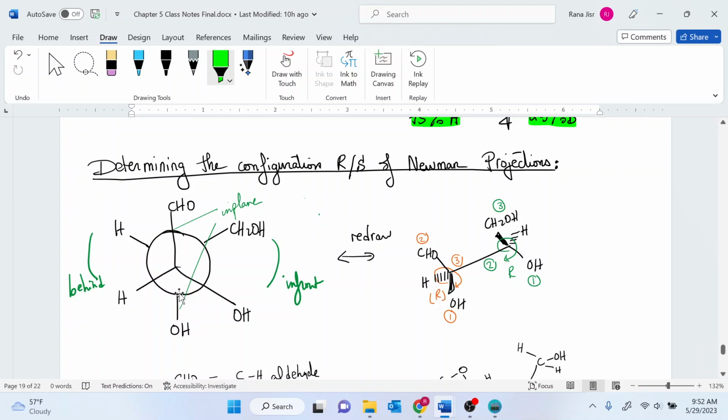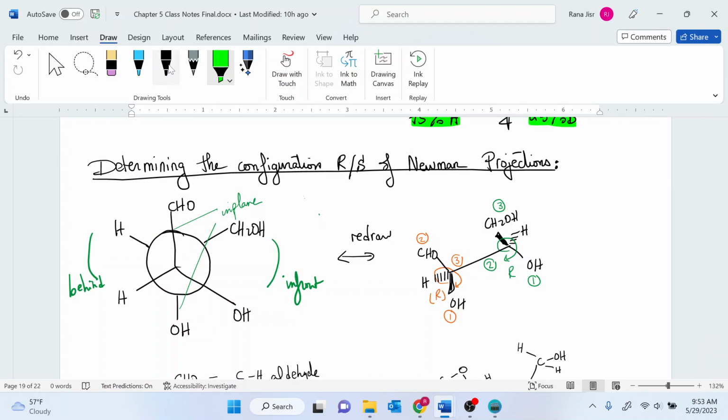If you have a Newman projection that has chiral centers and you're asked to find the configuration of the chiral centers in the Newman projection, then in this case you would need to change your Newman projection into a 3D structure or a Fischer projection. I prefer to change it into a 3D structure and get the configuration.